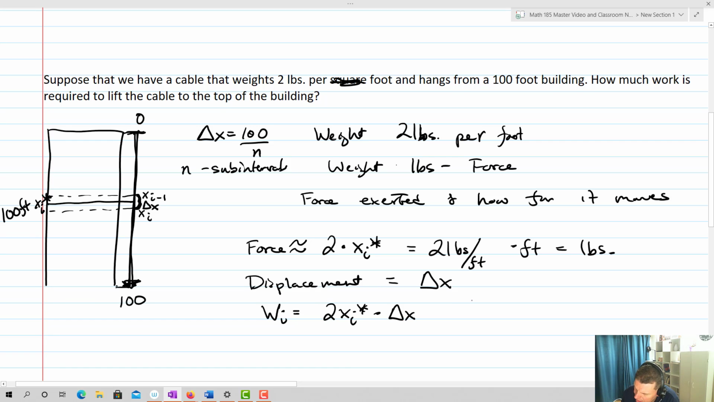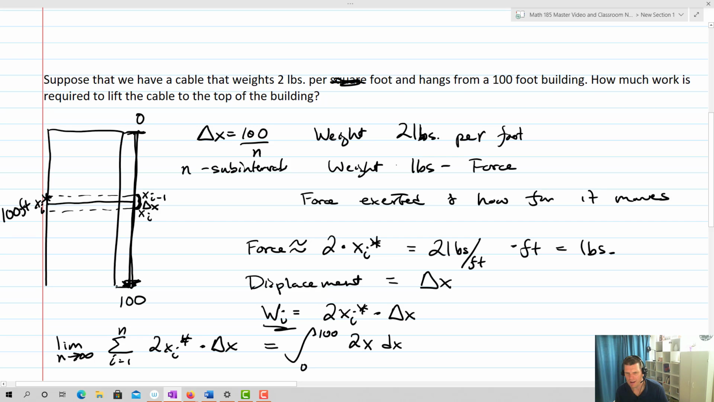And what we know is if we add up all of these, we've got n of them, we're going to get the sum, i equals 1 up to n, of the wi's, and so that's 2 xi star times delta x. Now I'm going to let that limit. I'm going to make each interval very, very small, so it's going to give me a better and better estimate. I do that by taking the limit as n approaches infinity of this sum. And that ends up giving me the integral from 0 to 100 of 2x dx.